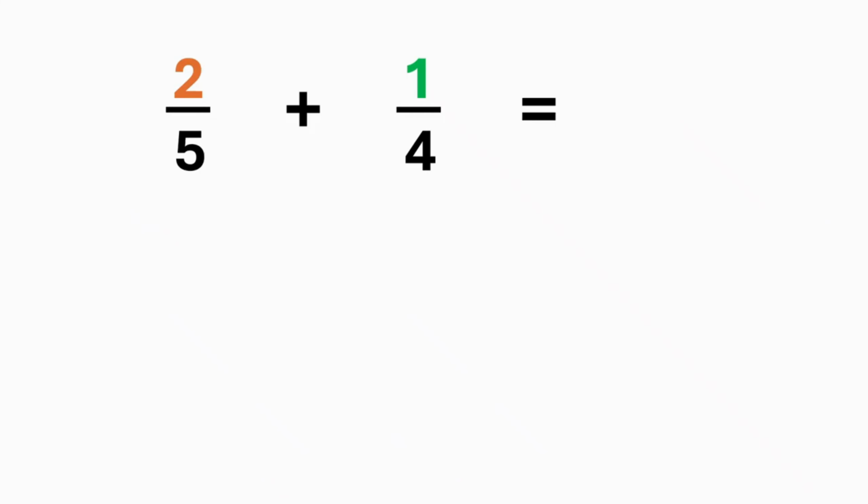Now we understand the rules of how to add unlike fractions. Let's try an example. 2/5 plus 1/4. Firstly, find the common denominator. 5 times 4 equals 20.